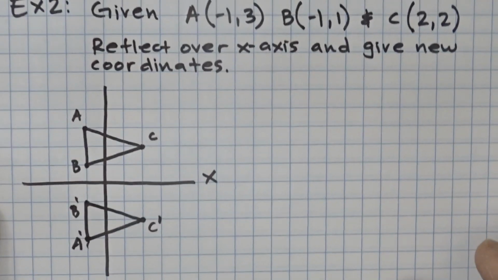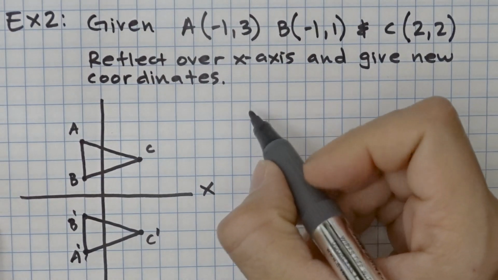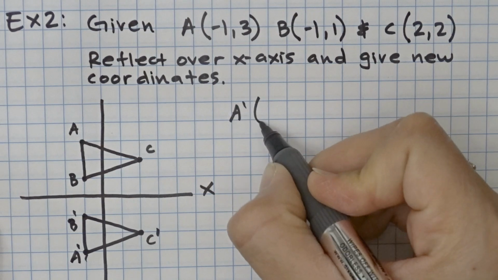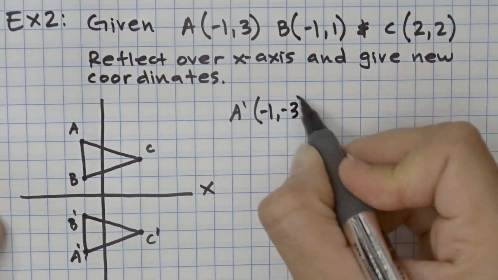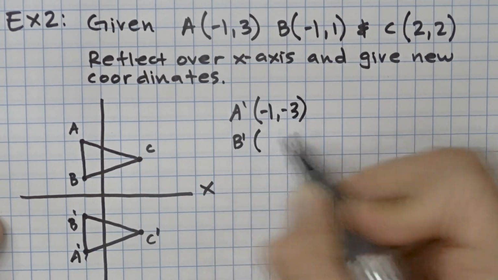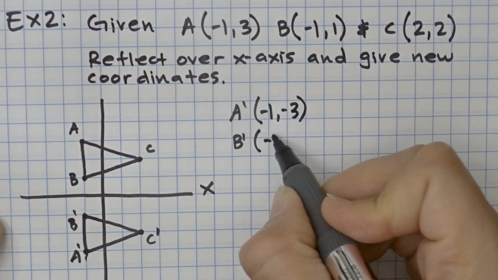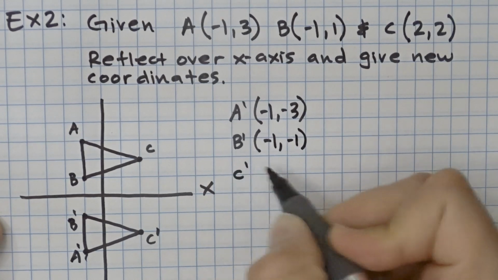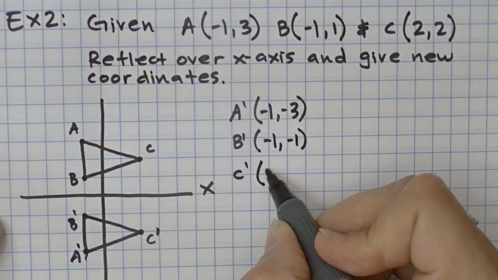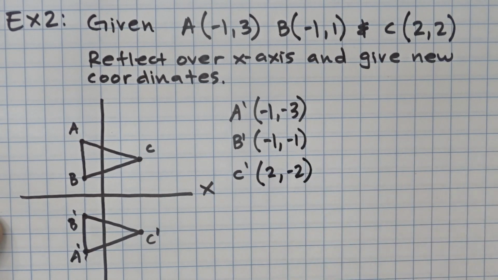Now I did this on the graph, and to get the new coordinates, now I just label them. A prime is -1, -3. B prime is now going to be -1, -1. And C prime is going to be 2, -2.